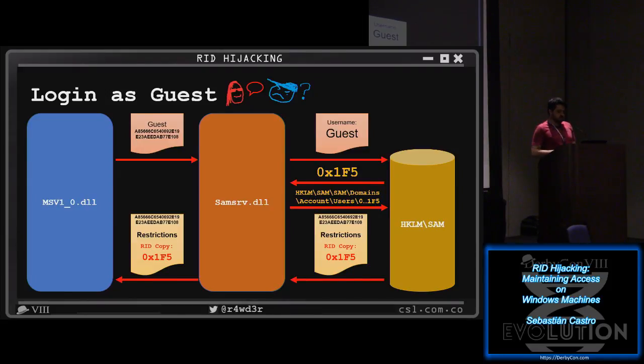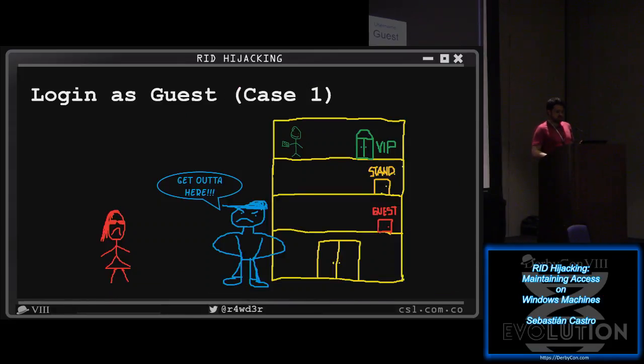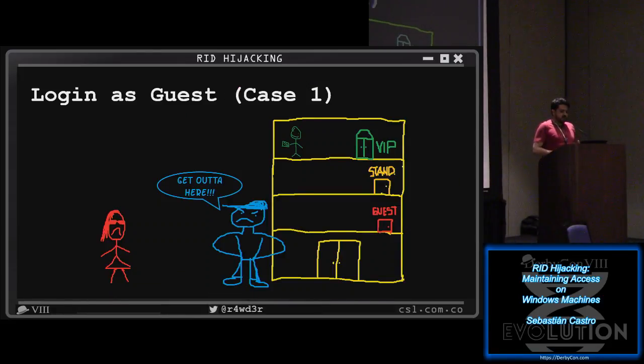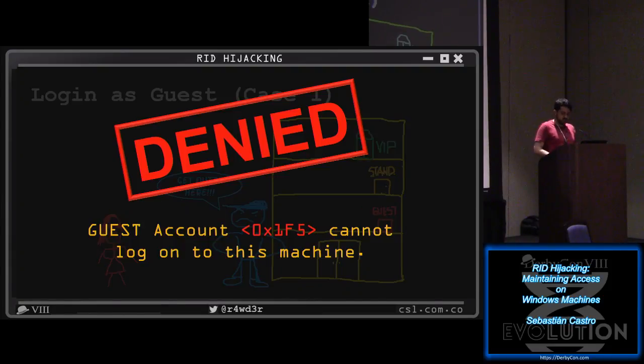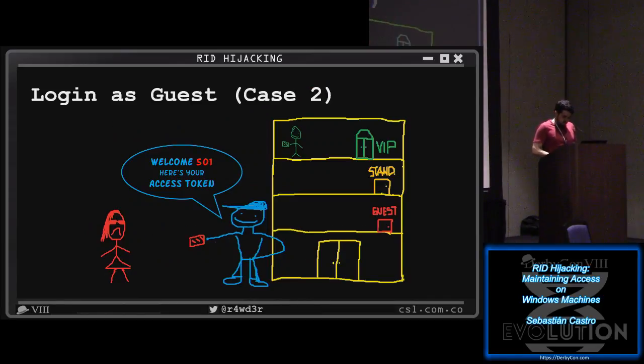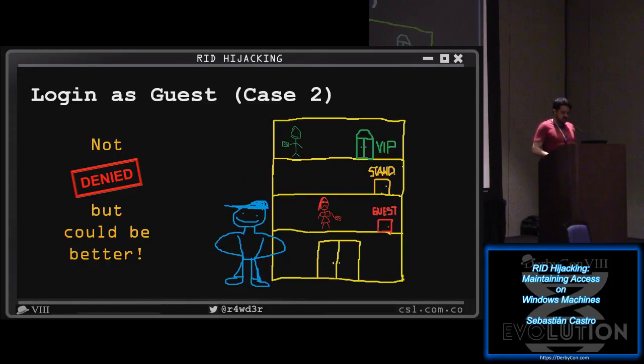So this could lead to two possible scenarios. The first one is that the hacker girl will not authenticate, because on every Windows machine, by default, the guest account is disabled, leading to an access denied. Then there is the second one. Suppose that for some reason the guest account is enabled. She receives her access token, and then, well, she doesn't get kicked out, but has access only to the guest floor.